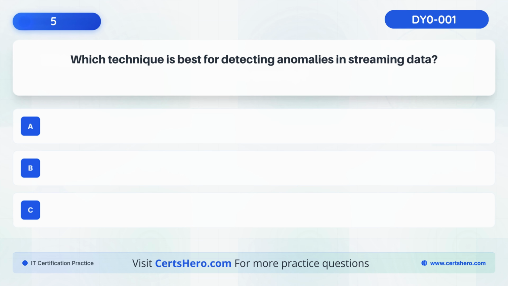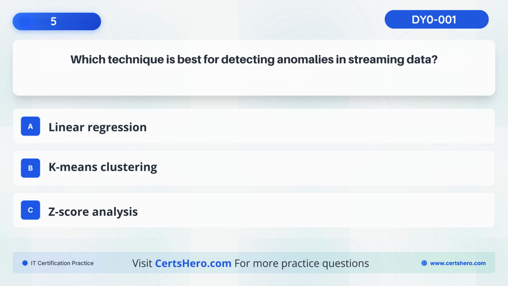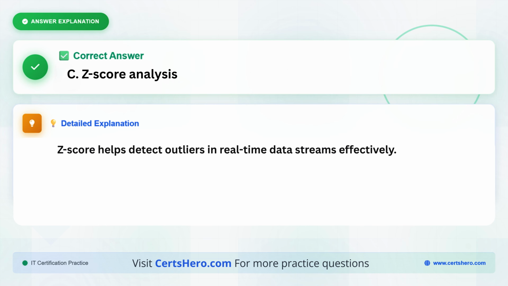Which technique is best for detecting anomalies in streaming data? A. Linear regression. B. K-means clustering. C. Z-score analysis. Correct answer is C. Z-score analysis. Z-score helps detect outliers in real-time data streams effectively.